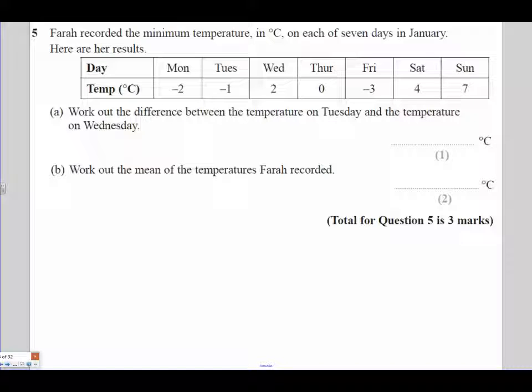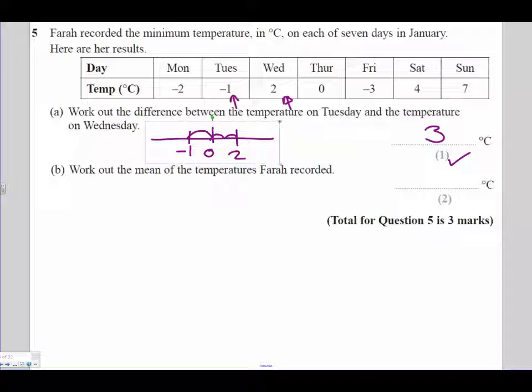Question 5. Farah recorded the minimum temperatures in degrees C on each of the 7 days in January. Here are her results. Part A. Work out the difference between the temperature on Tuesday and the temperature on Wednesday. So the temperature Tuesday is -1 and the temperature on Wednesday is +2. So thinking about our number line so we don't make any mistakes, -1 is here and +2 is there. So the difference in temperature is 1, 2, 3 degrees. So 3 degrees C is worth 1 mark.